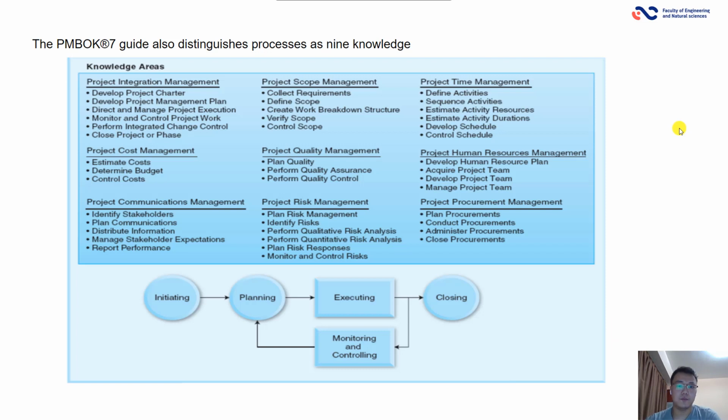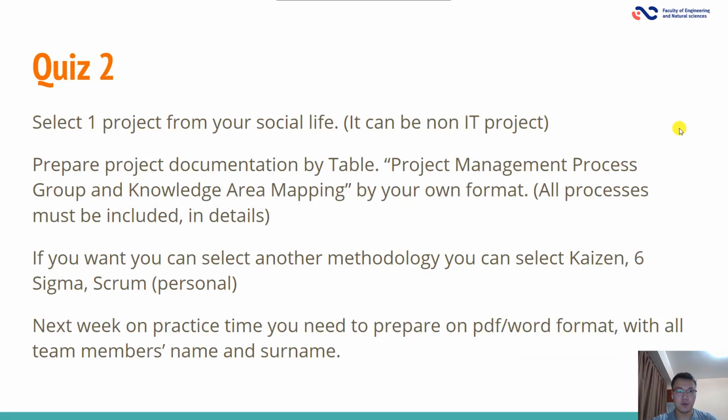So, it's the end of the lecture, and it's time to explain the quiz. So, you will have quiz number 2. Your task is to select one project from your social life. It can be a non-IT project. Prepare project documentation by table, project management process group and knowledge area mapping, in your own format. All processes must be included and described in detail.